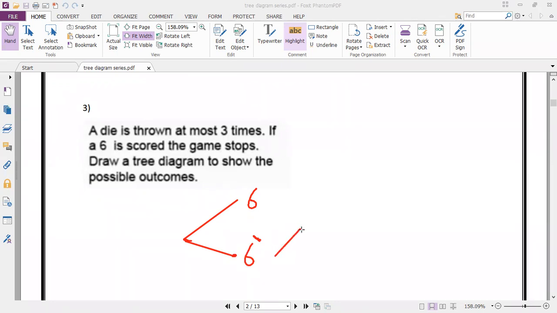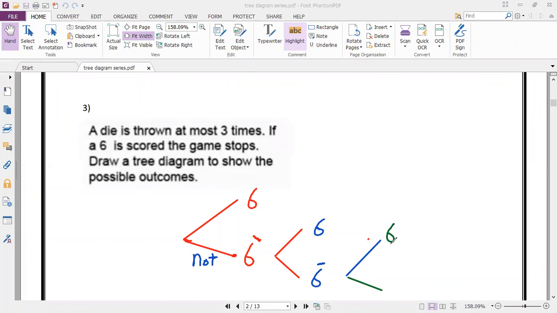After doing it again, we will get what? We have 2 ways. You might get 6 again, or not getting a 6. We call it 6 complement. So we have 6 or not a 6. If you got 6, the game will stop. And if you didn't get 6, we will do it again. For the third time, we have 6.